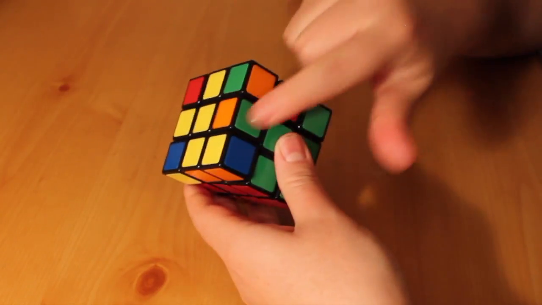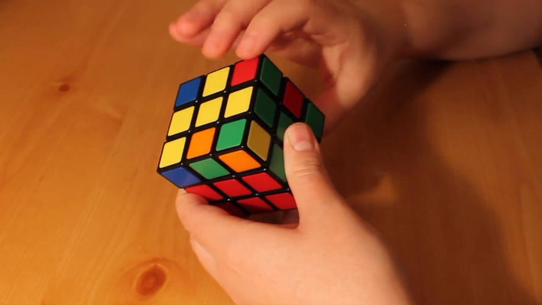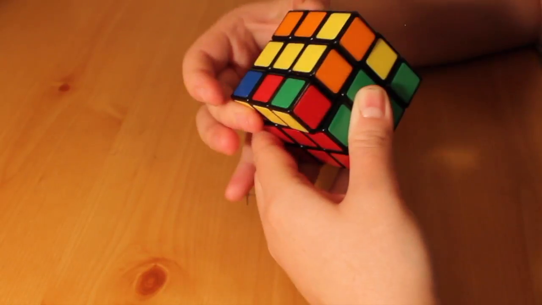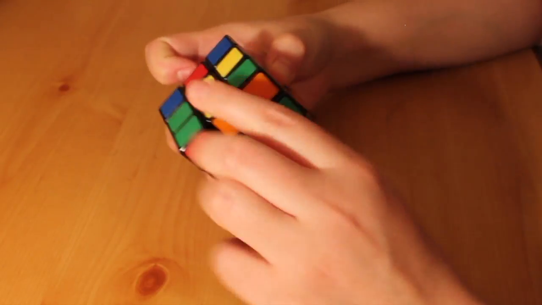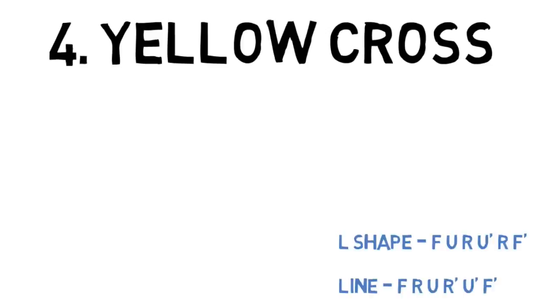Now we're going to do a right drop where we drop the green and orange. It's basically the same algorithm as the left, but you're doing counterclockwise movements and using the right side instead of the left. Now that that's done and the middle layer's all solved, you can move on to the yellow cross.